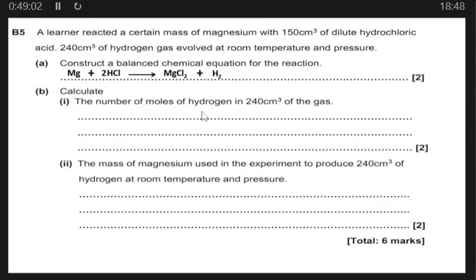Then they're saying we calculate the number of moles in this volume of the gas or hydrogen. So what you should know is that there's a formula here which says number of moles is equal to physical volume over volume at RTP. So this is actually also what we call molar volume as well at RTP. So at RTP, 1 mole of a gas occupies 24 cubic decimeters of volume.